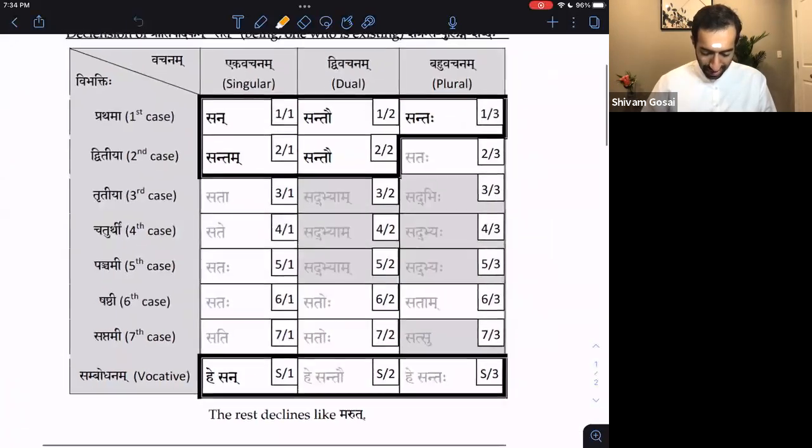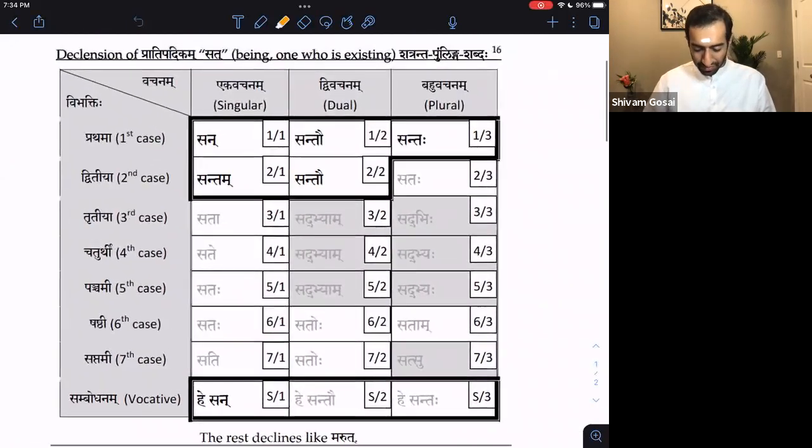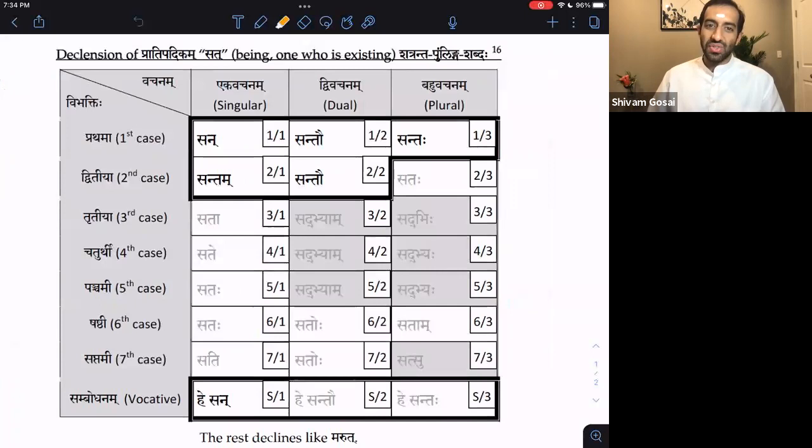In our last class, we were looking at Sat Shabda. This is what we call Shatranta. It has the suffix Shatr at the end of it. So one of the words that is Shatranta is Sat. So we can quickly look at this. What we know is that in the Sarvanamasthana section, that dark bold area, you get that addition of the nakara.